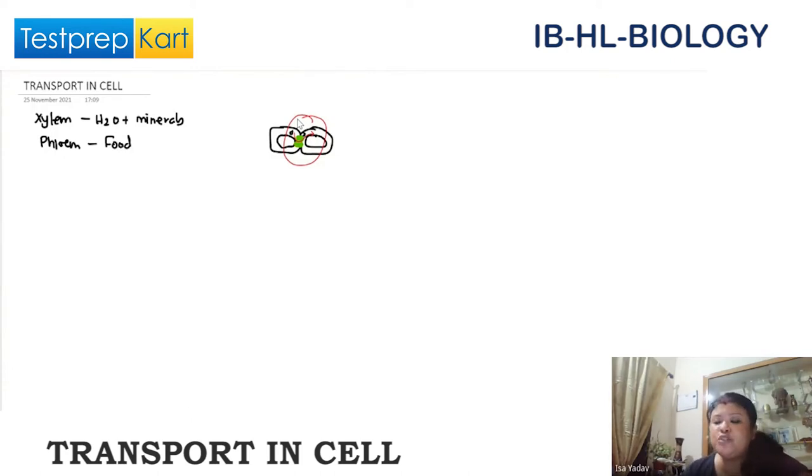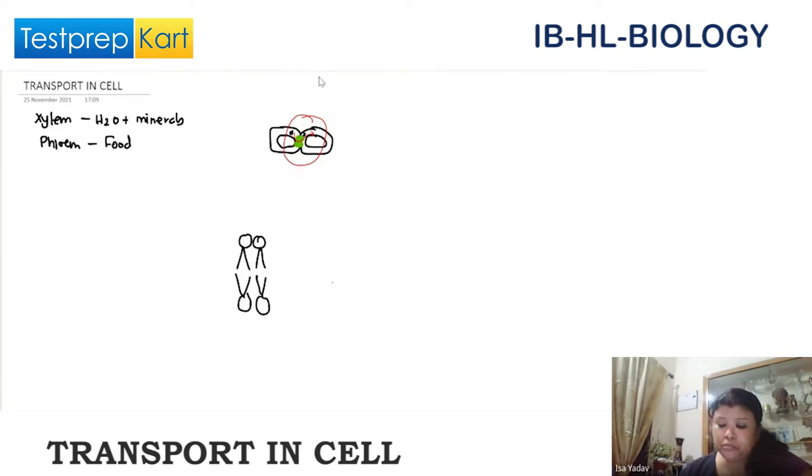We have talked about structures. Now we are going to talk about transport in particular cells. We are talking about the cellular level. So let's try to understand. First of all, last class we studied about plasma membrane. If, for example, this is a plasma membrane, we have studied the structure of plasma membrane in quite detail. This is the bilipid layer.